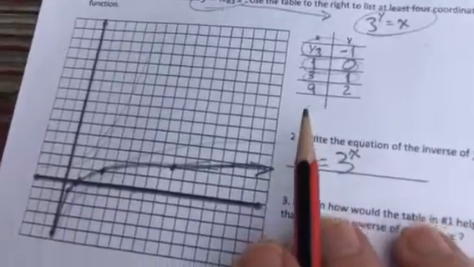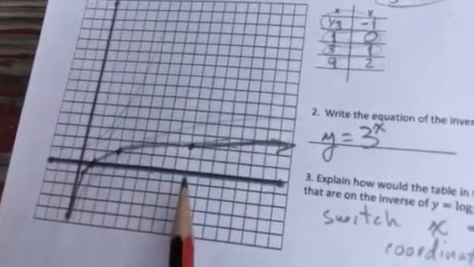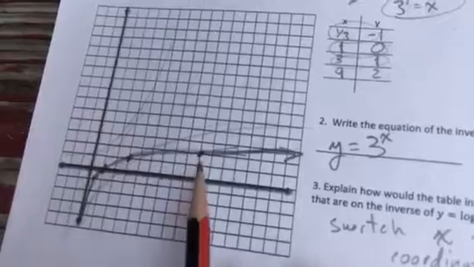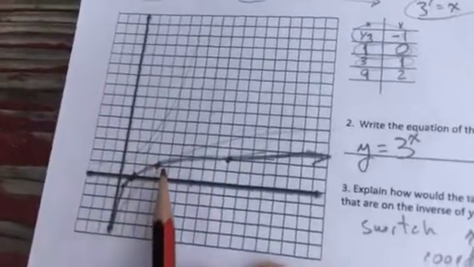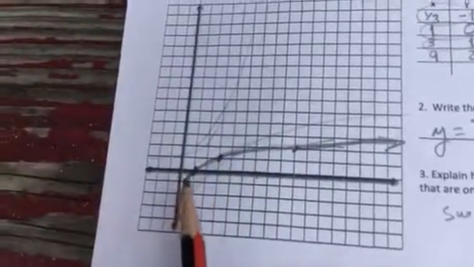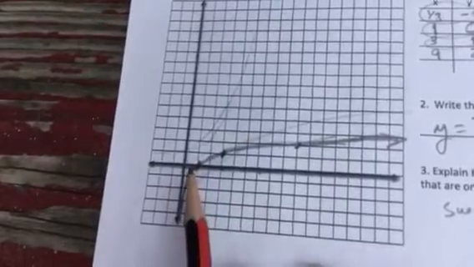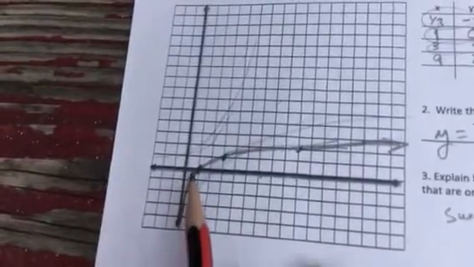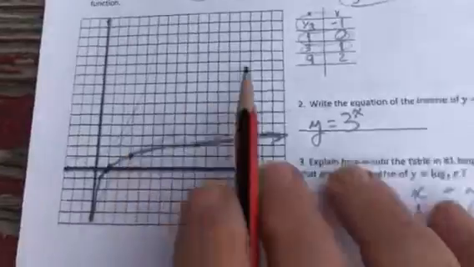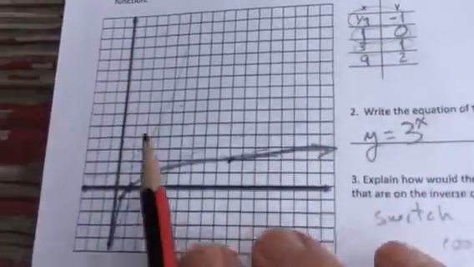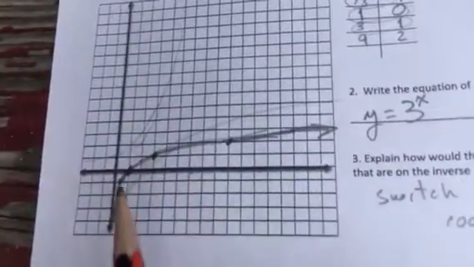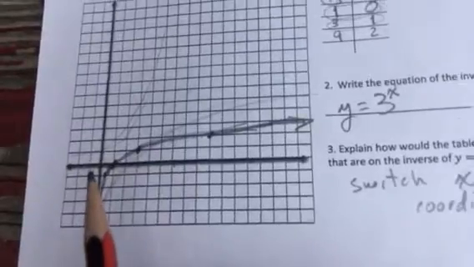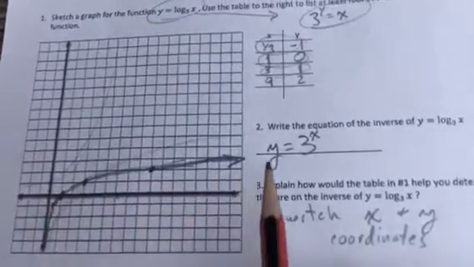So for example, (9, 2), that's way over here, and there's my point (9, 2). Over here is (3, 1), and here's (1, 0), and here's (1/3, -1). That's this point right here. So there are some points on this curve, and I'm kind of getting at that idea here about the inverse.